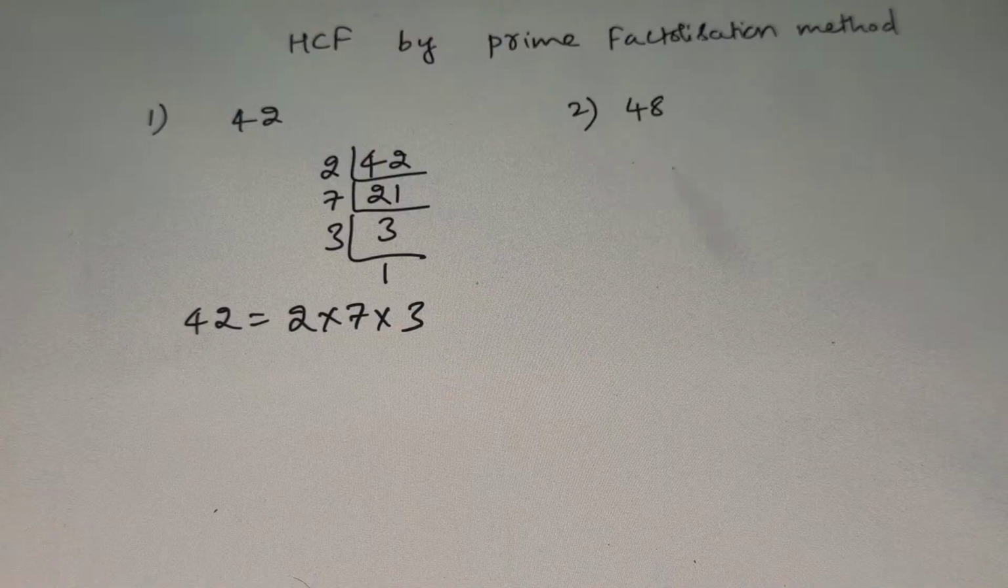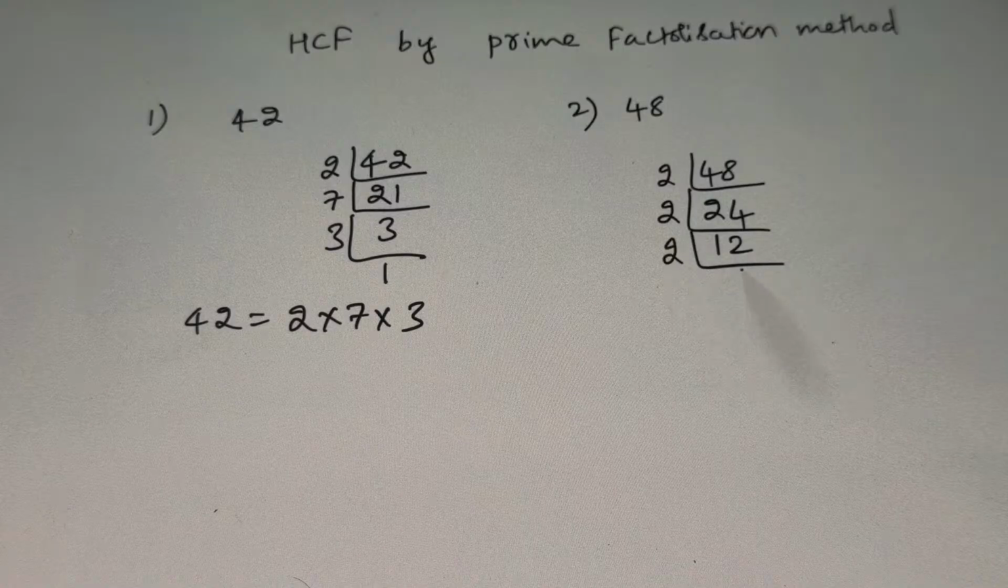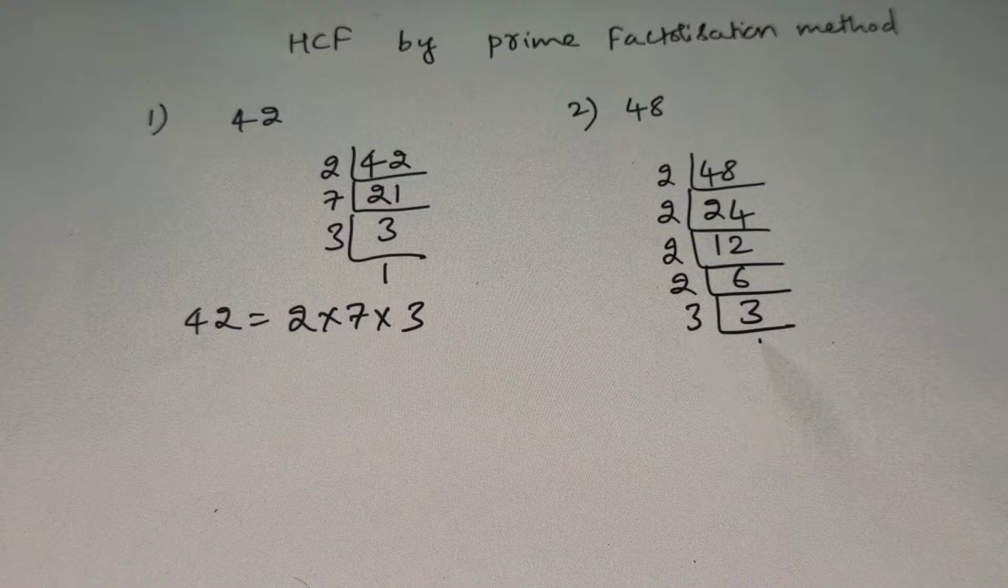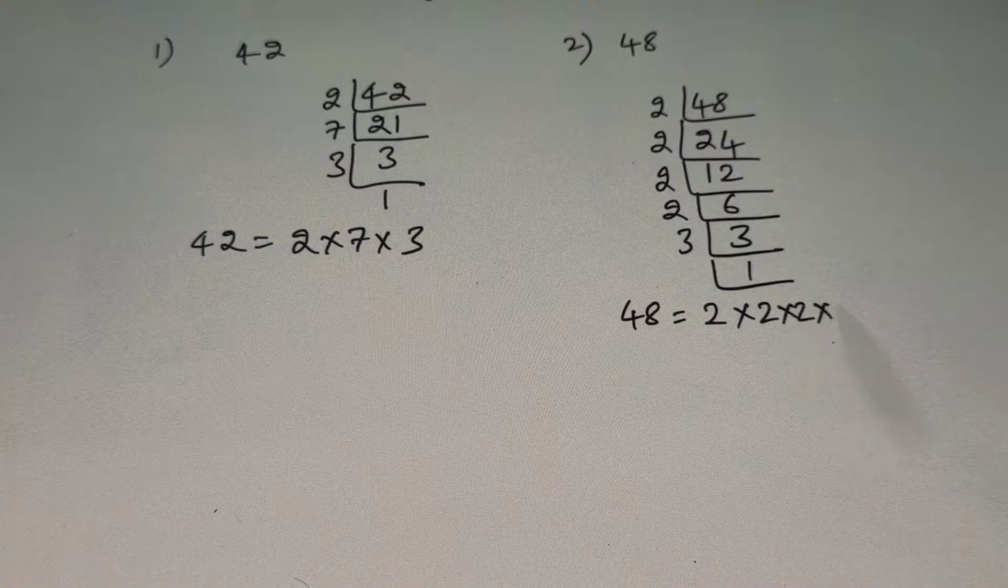Now the second number is 48. Now we need to divide 48 by the prime numbers. The first prime number which is divisible is 2. 2 twos are 4, 2 fours are 8. Now again divide by 2. 2 ones are 2, 2 twos are 4, 2 sixes are 12. Now again by 2. 2 threes are 6. Now the last prime number is 3. 3 ones are 3. So 48 we have got the factors: 2 four times, 2 into 2 into 2 into 2 into 3 only one time.